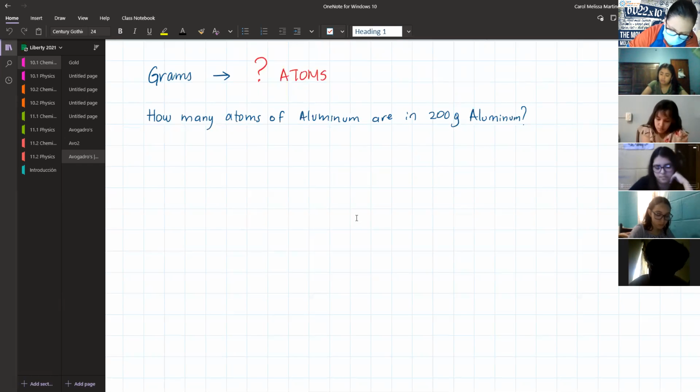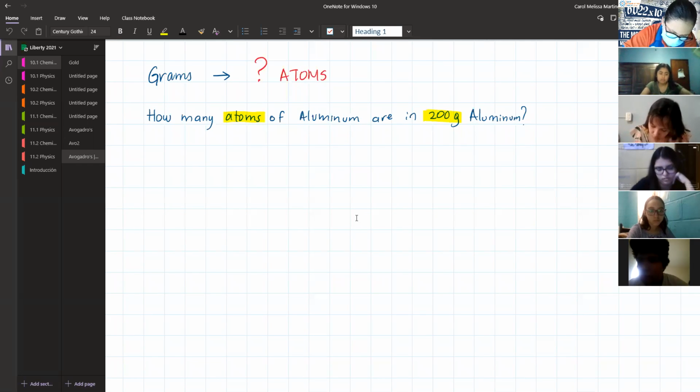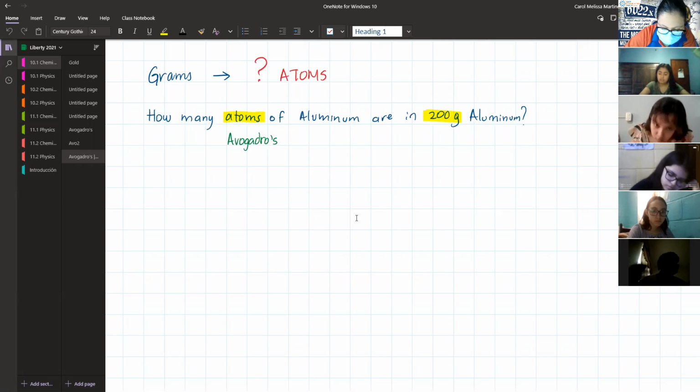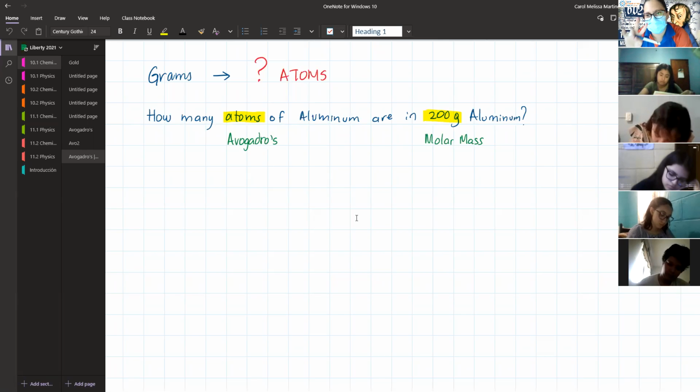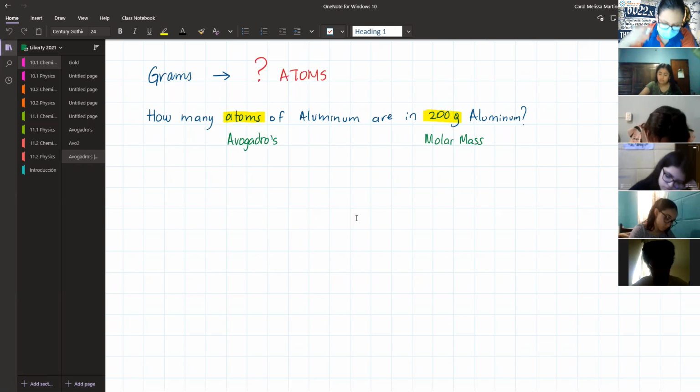Again, here you take a look at the keywords. I'm asking about atoms and I'm giving you grams. So if you see atoms, this means Avogadro's. If you see grams, that means molar mass. And because we are using 2 conversion factors, it's a 2-step conversion. So because we're talking about aluminum, we're gonna write all the possible conversion factors.